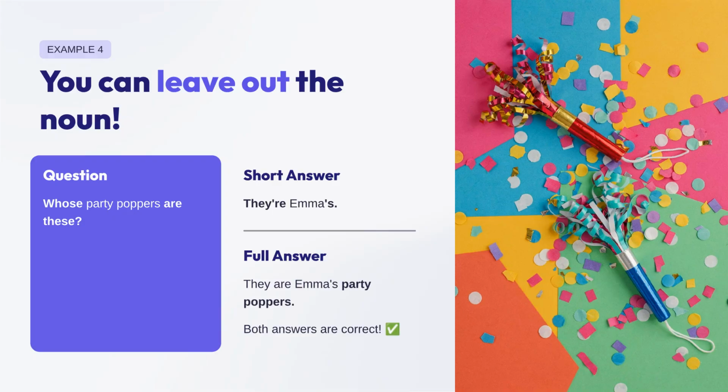Example 4 shows that you can leave out the noun. The question asks, whose party poppers are these? The short answer is, they're Emma's. The full answer is, they are Emma's party poppers. Both answers are completely correct.